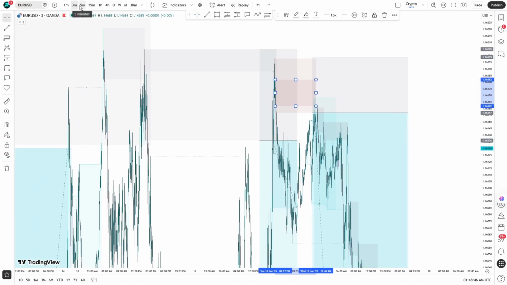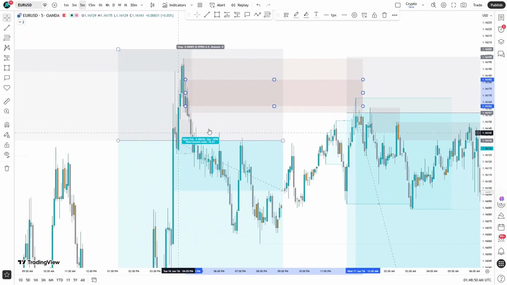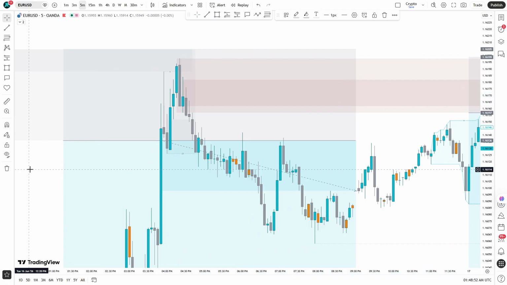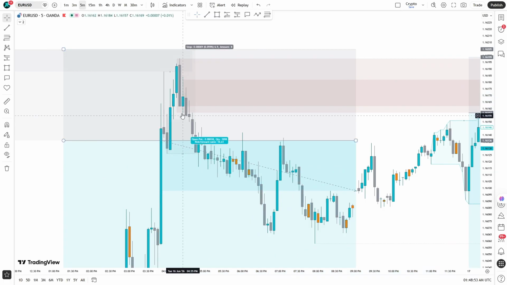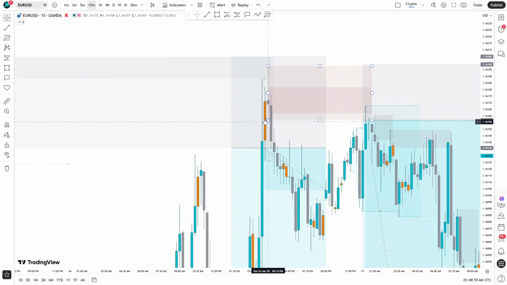So let me go back to the 15 minutes. So this is it. It's not very clear. This is the whole candle here marked out. Took the full entry for this particular one. So this is what I used.